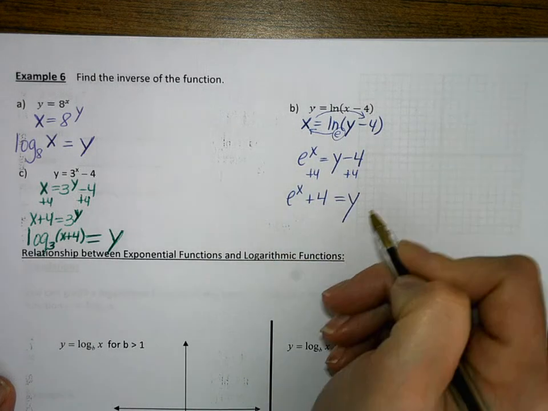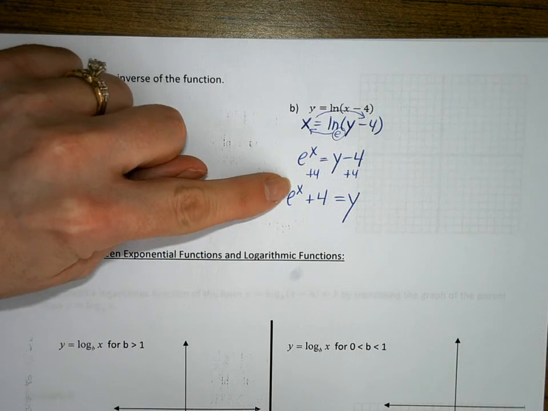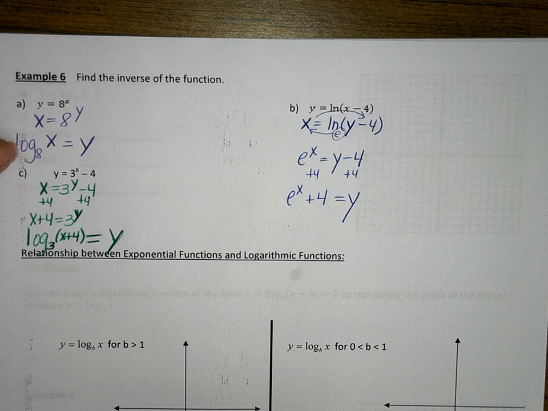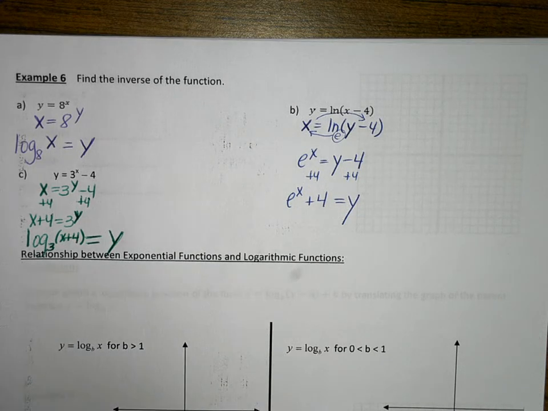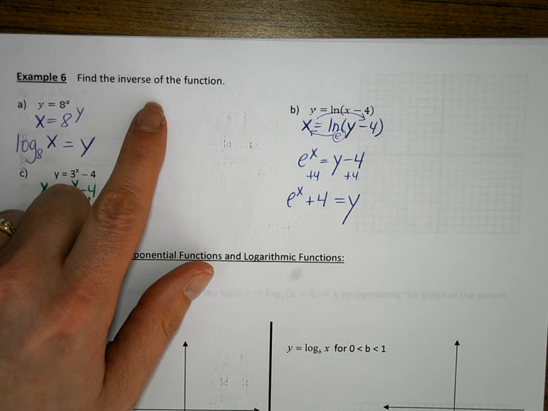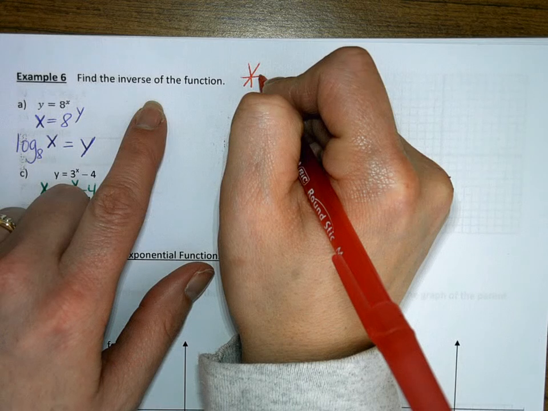Notice, it started with a log, it ended with x in the exponent. It started with x in the exponent, its inverse ended with a log. Exponential and logarithmic functions are inverse functions. Remember that the basis to find the inverse, we do what? What do we do to find the inverse? Switch the x and the y.